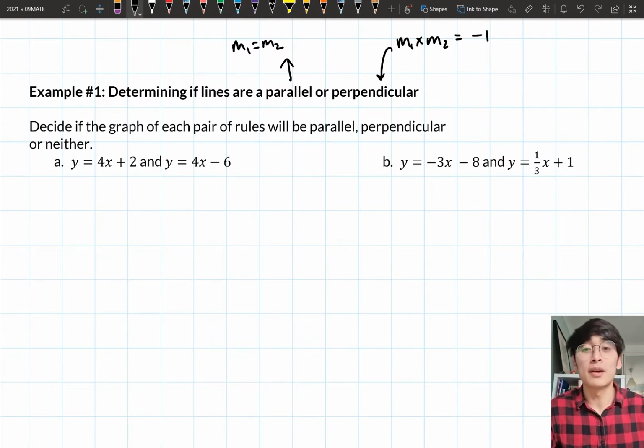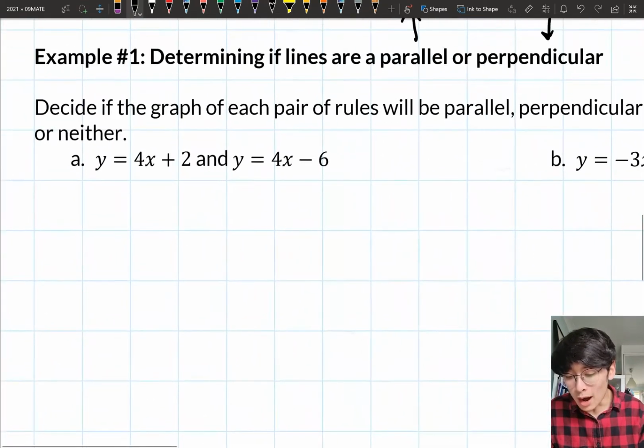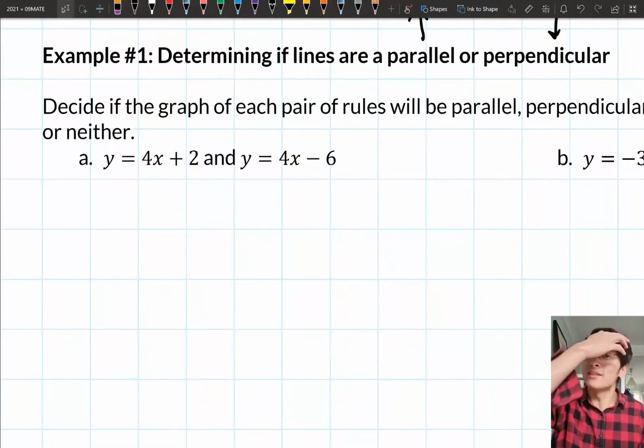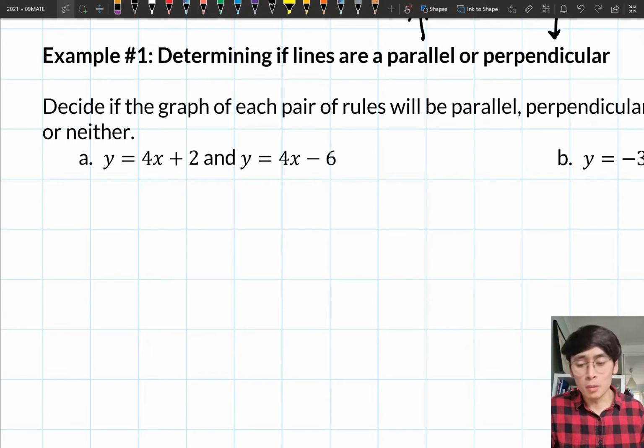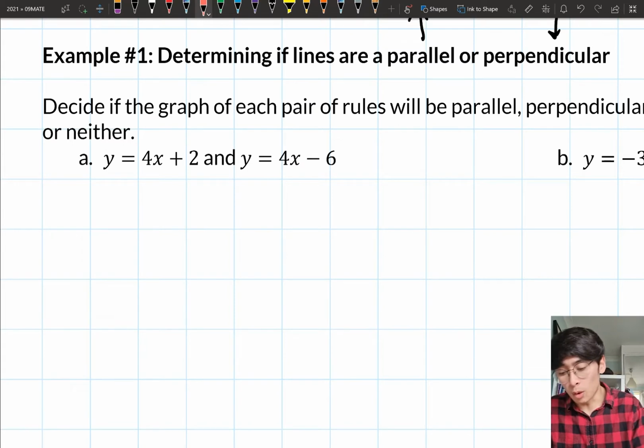Okay, so let's have a go at these two questions. Decide if the graphs of each pair of lines will be parallel, perpendicular, or neither. So let's have a look at the first one. I've got y is equal to 4x plus 2 and y is equal to 4x minus 6. Now what we want to do first is identify the gradients of these two lines. Here we've actually written it in a form where we can read off the gradient quite easily. This is gradient intercept form.